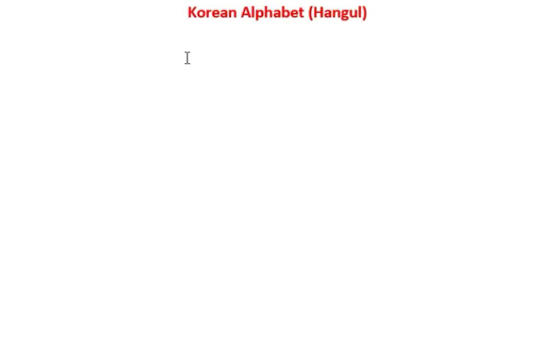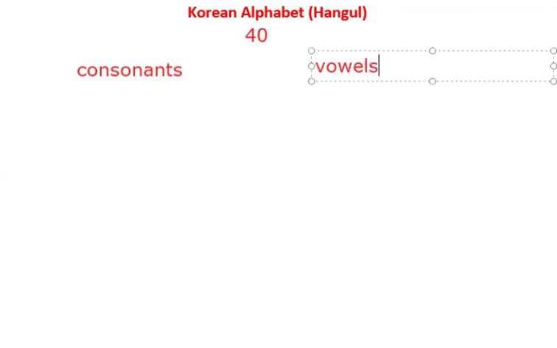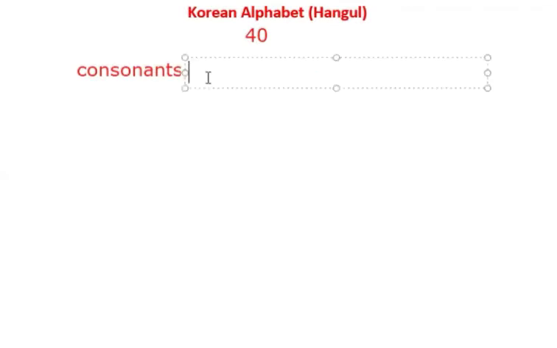In this video, we are going to learn Korean alphabets called Hangul. In the Korean language, the alphabet is divided into 40 letters. There are a total of 40 letters in Korean which are divided into two categories. The first one is called consonants. The second category is vowels. In Hangul, there are 19 consonants and 21 vowels.